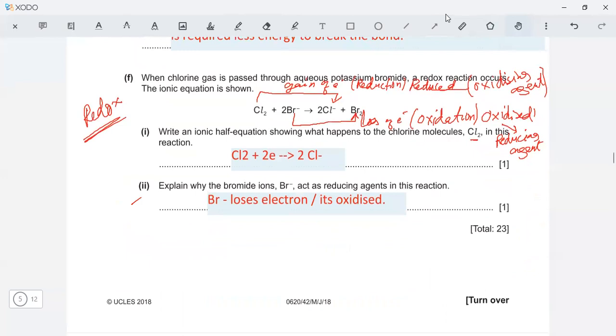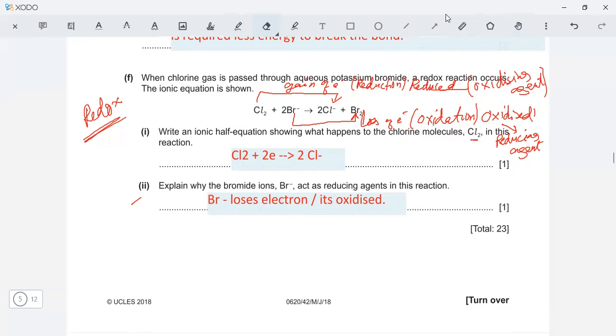Now let me move on to the next one. F. When chlorine gas is passed through aqueous potassium bromide, a redox reaction occurs. The ionic equation is shown. Can you see this equation? Chlorine reacts with bromide ions to produce chloride ions and bromine.